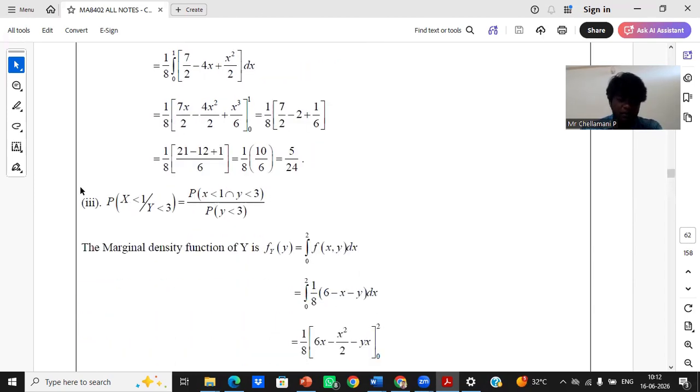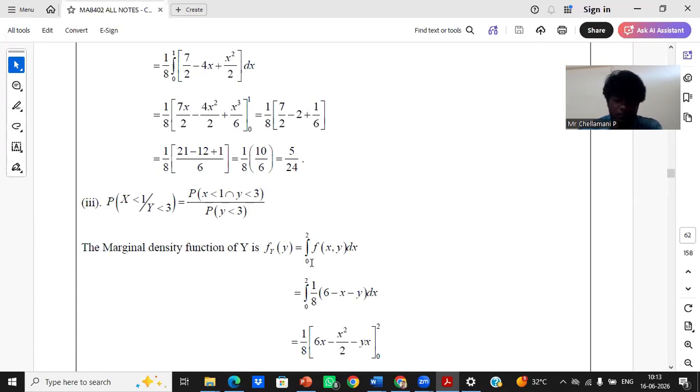Next, we see subdivision number 3, that is conditional probability. Probability of x less than 1 given y less than 3. So, x less than 1 means probability of x less than 1 intersection y less than 3, divided by probability of y less than 3. Then the marginal density function of y is f of y is equal to, here less than 1 means obviously it is 0. Here less than 3 means obviously it is 2.